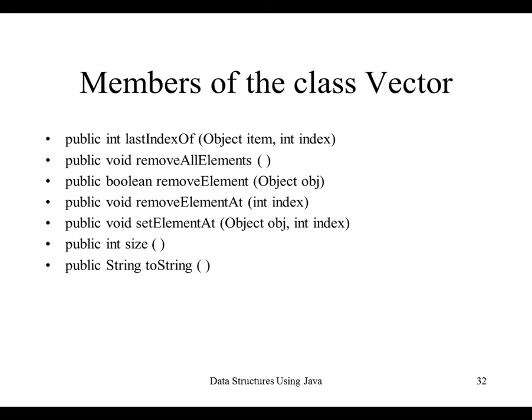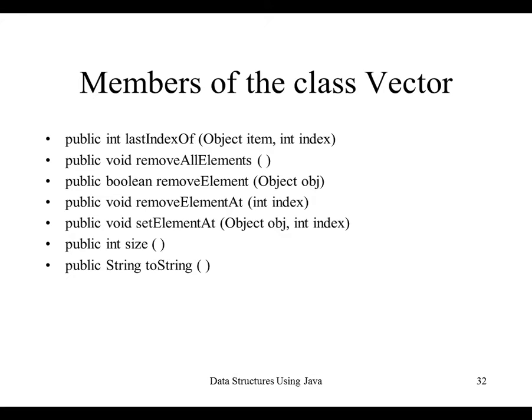Next, public int lastIndexOf with parameters Object item and int index, starting at the position specified by index and using a backward search. This method returns the position of the first occurrence from the end, which is the last element of the list, of the element specified by obj in the vector. If item is not in the vector, the method returns -1.